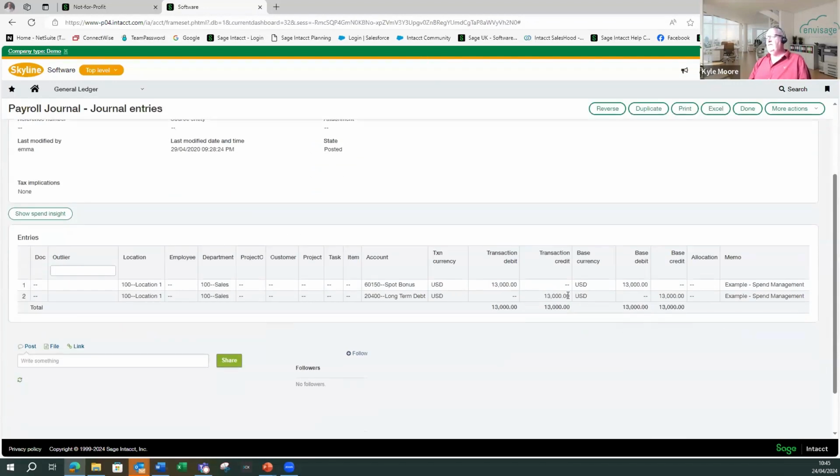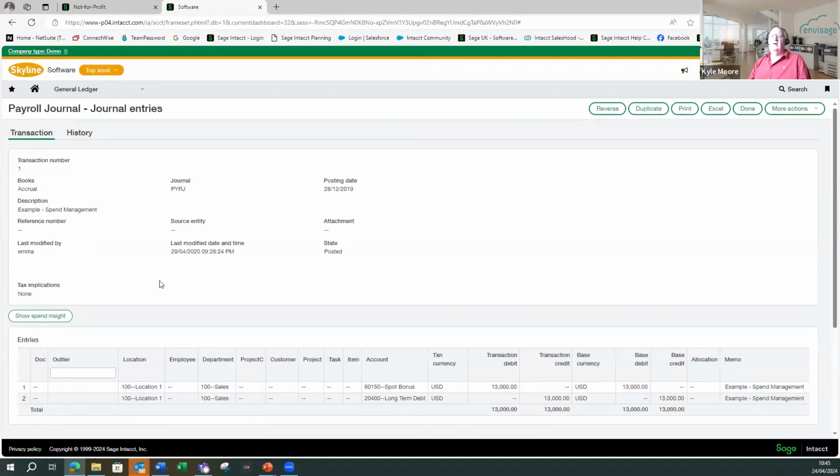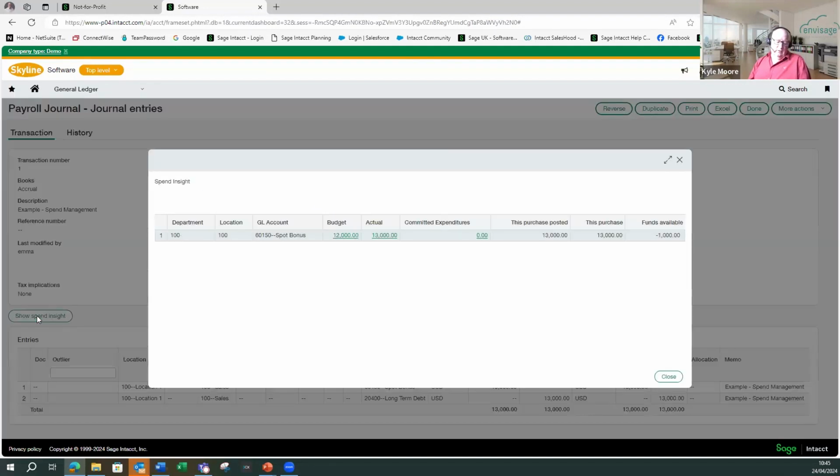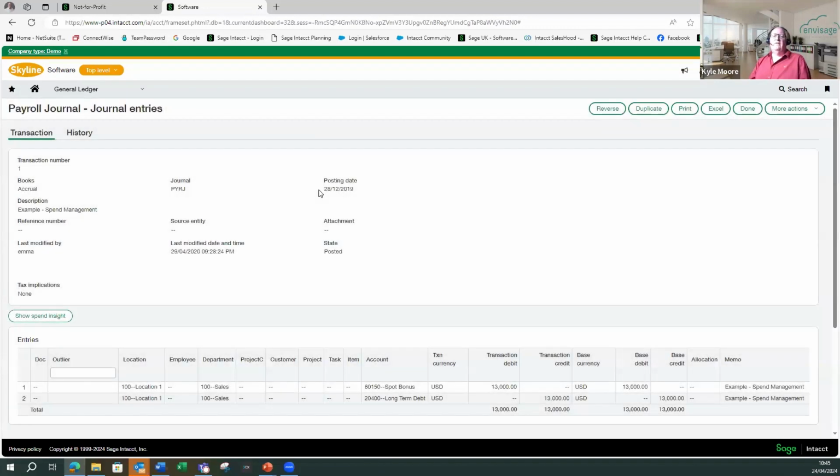So in this case, we have a journal being put on for a bonus. We can show the spend insight of that bonus, and we can see that actually we're above our funds available: minus 1,000 here. So again, all of that information we can see throughout the system, and we can also do that via our budgets and get that information as we're doing things and not after we have done them.